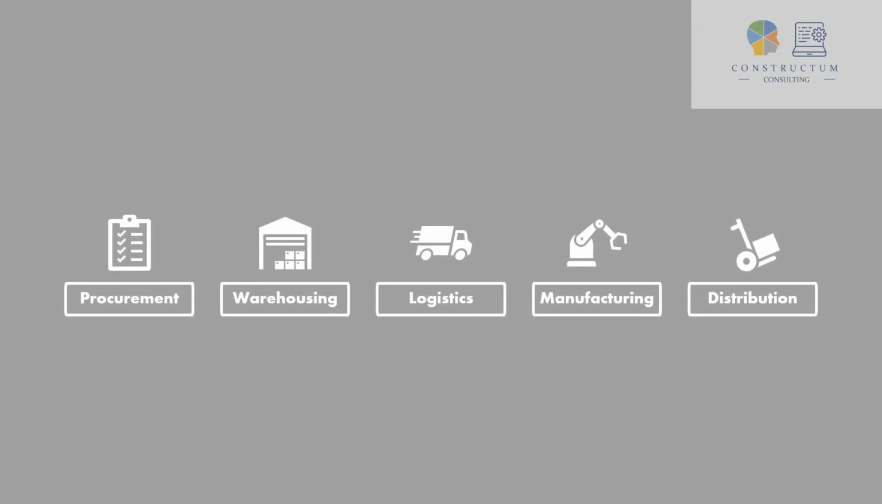The answers to these questions depend in large part on the complexity and duration of the business's trade cycle. The trade cycle represents the core activities of the business and typically includes procurement, logistics, warehousing and inventory management, manufacturing, and distribution.